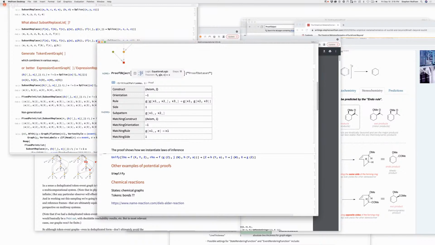And Dan is asking about the theorem prover. Is there a hands-on tutorial? I hope there is. I think if you look up find equational proof, it has a fairly extensive discussion.